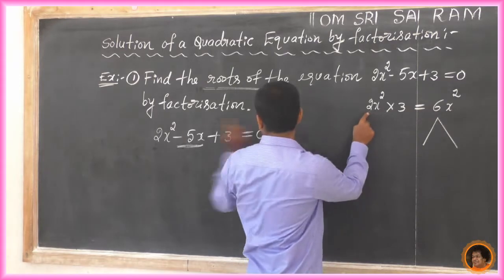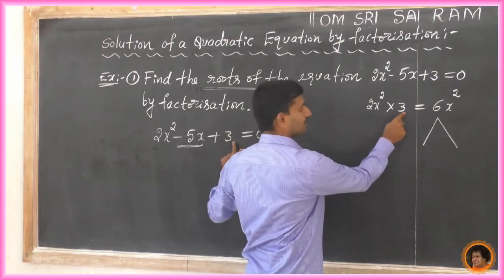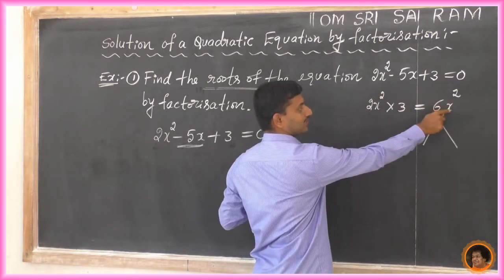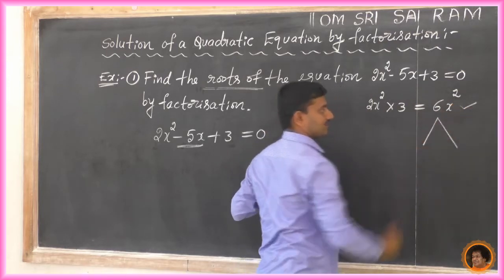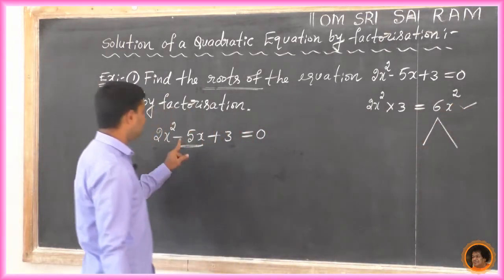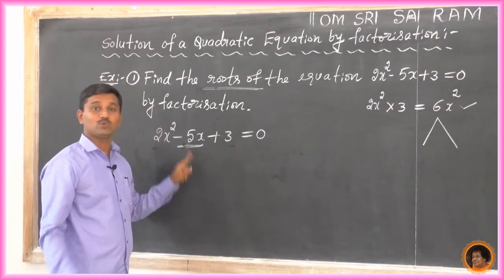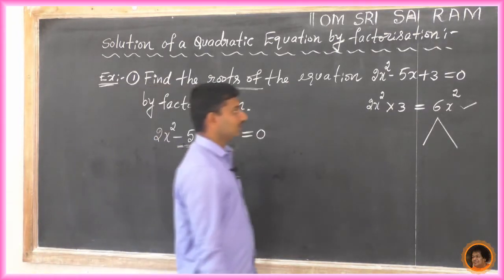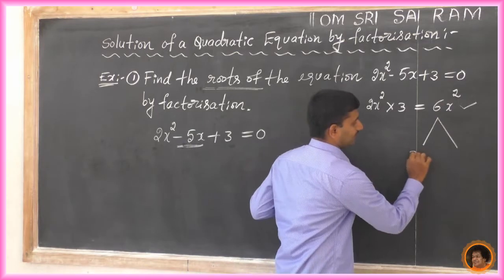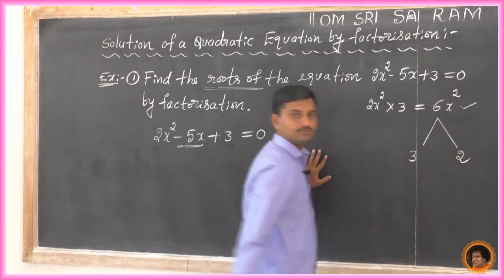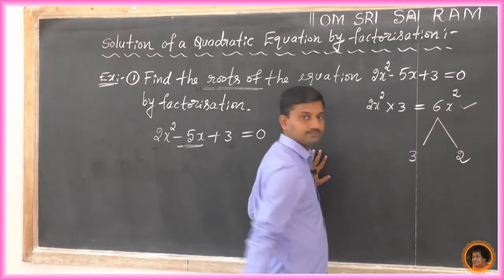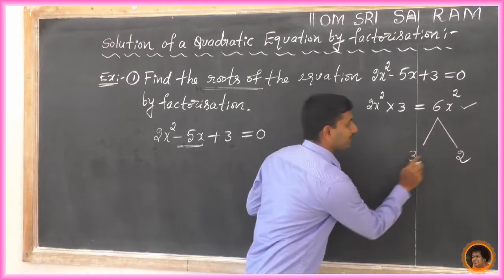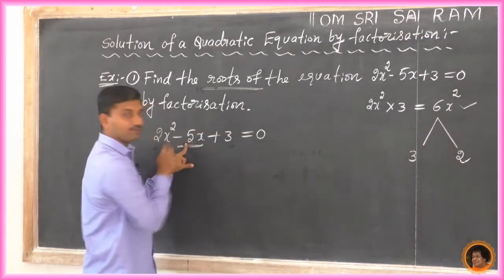So here the first term is 2x square and the last term is 3. Their product is 6x square. So resolve into factors such that 6x square is the product and the sum is minus 5x. So which are the two factors? The two factors are 3 and 2. So 3 into 2 is 6. What is the sum? 3 plus 2 is 5.